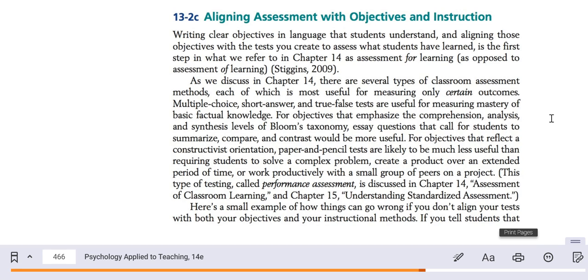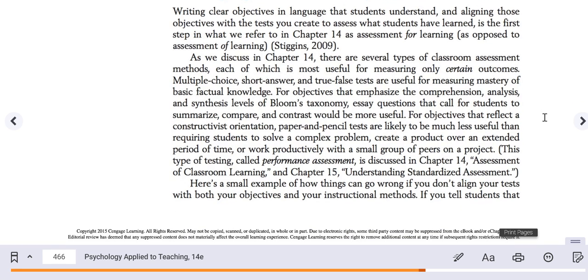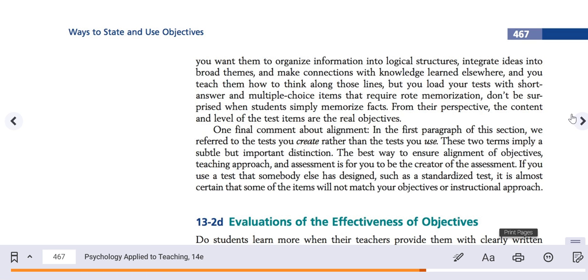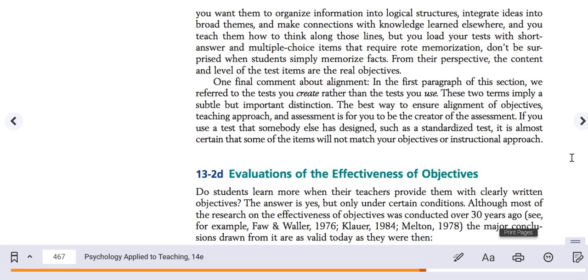Here's a small example of how things can go wrong if you don't align your tests with both your objectives and your instructional methods. If you tell students that you want them to organize information into logical structures, integrate ideas into broad themes, and make connections with knowledge learned elsewhere, and you teach them how to think along those lines, but you load your tests with short answer and multiple choice items that require rote memorization, don't be surprised when students simply memorize facts. From their perspective, the content and level of the test items are the real objectives.